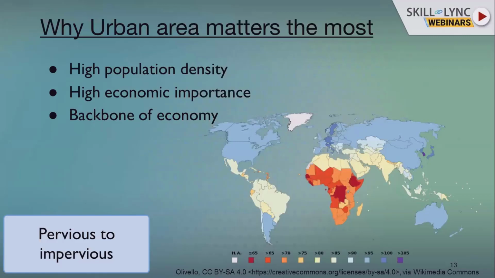Because the population density is very high. If there is a flood, more people will be affected because of the population density and the high economic importance. I mean, just imagine if cities like Mumbai or New Delhi or New York stopped for one day. You cannot imagine the loss. It will be in billions. The cities are the backbone of the economy. If the city stops, everything stops. That's why we are giving more importance to the urban area.